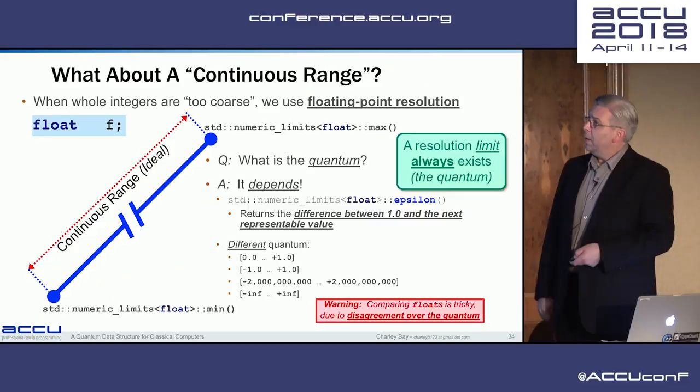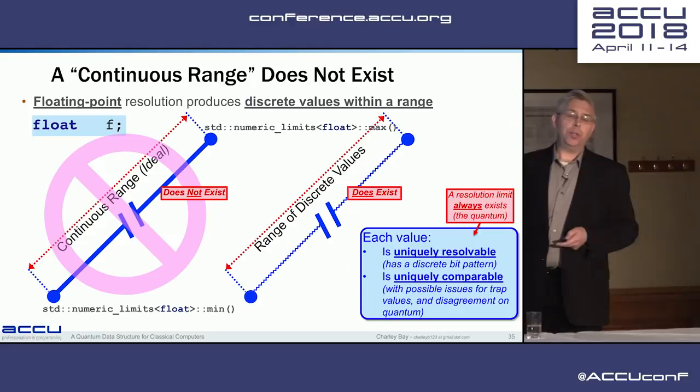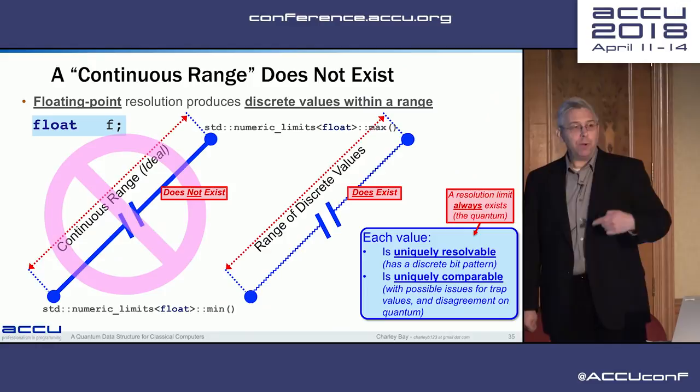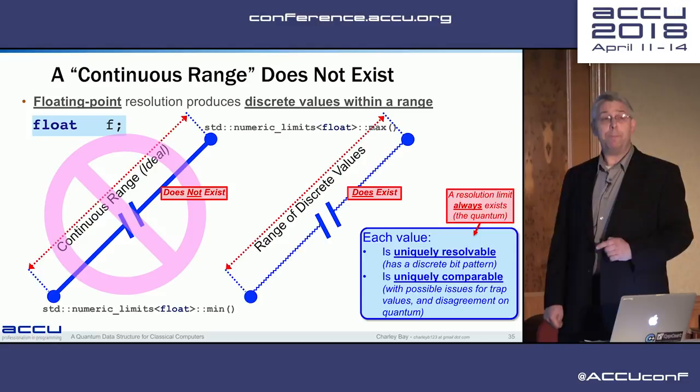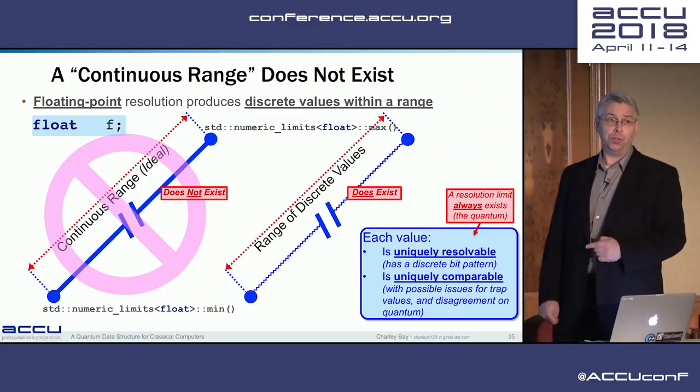Okay, so moving on. A continuous range does not exist. Let's pretend for a moment that's true. In software, that's always true. Classical machines, that's always true. And the reason it's always true is because it's represented by a bit pattern, and that bit pattern is limited in what it can represent. There is always a resolution present, and you can't go beyond that resolution. It's just what it is.